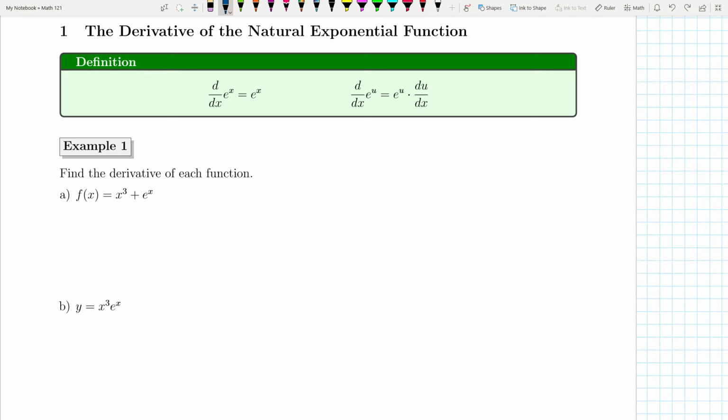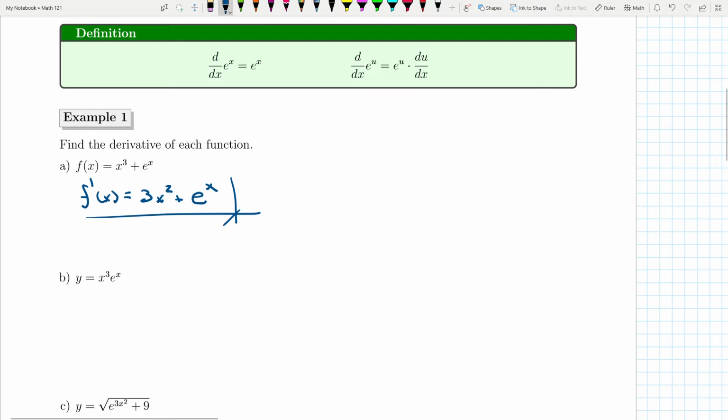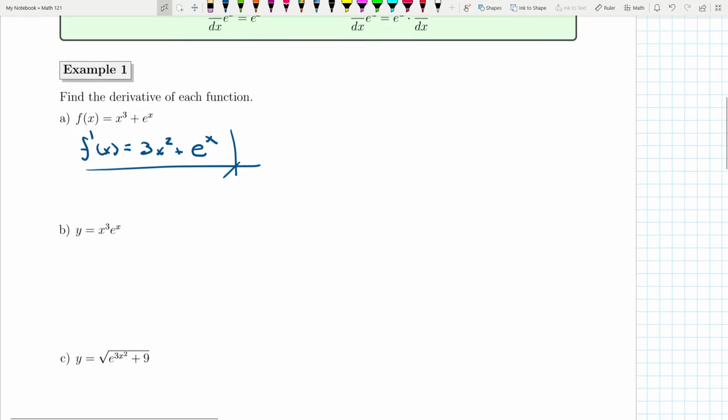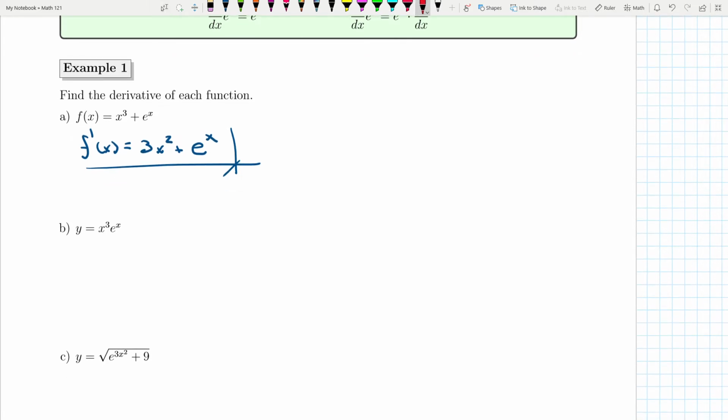So the derivative of f of x equals x cubed plus e to the x: f prime of x equals 3x squared plus the derivative of e to the x, which is itself e to the x. There's nothing further to do over here. That's it. For letter B, we're going to use the product rule, in the same way that we did the product rule for the previous section. So let me write down what the product rule is: (uv)' is u prime v plus v prime u.